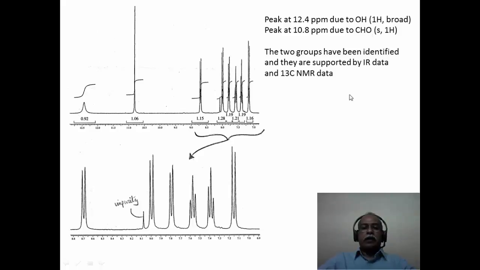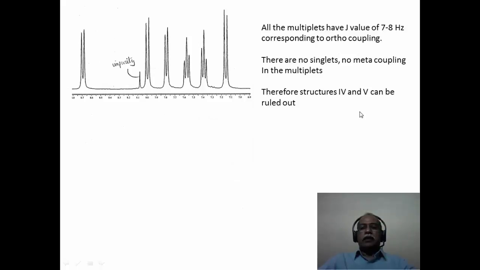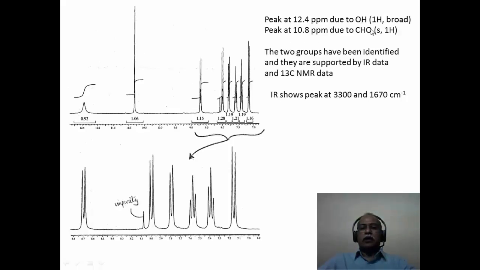The expansion of the multiplet in the region between 7 to 9 ppm is shown here, with this peak being marked as an impurity peak, because it does not come from this compound, but from some other impurity present in the system. IR shows 3316, and that would essentially confirm that you have an OH, which corresponds to the 3300, and you have the CHO, which would correspond to the 1670 peak. The aldehyde corresponds to the 10.8 ppm, which is corroborated in the IR spectrum by the peak at 1670 inverse centimeter or so.